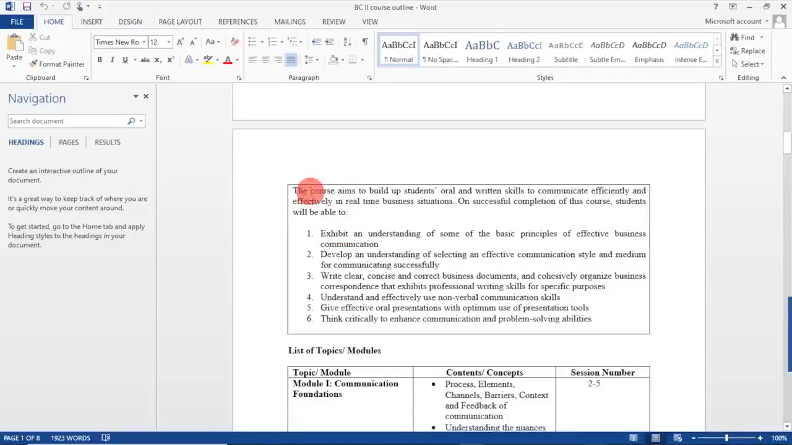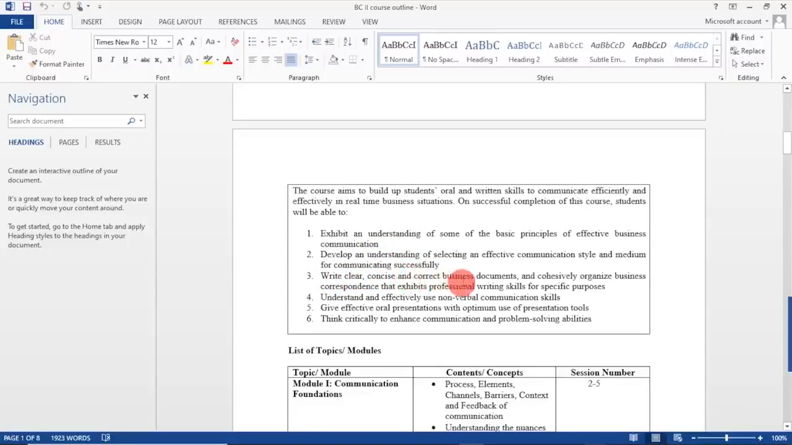So let us read it. The course aims to build up students' oral and written skills to communicate effectively and efficiently in real-time business situations. On successful completion of the course, the student will be able to, now what they are going to achieve by going through this course, exhibit an understanding. When you talk of an understanding, this is a lower order thinking skill which you are trying to develop. So it is again talking of understanding in Bloom's taxonomy.